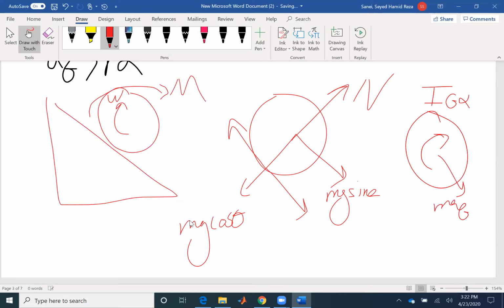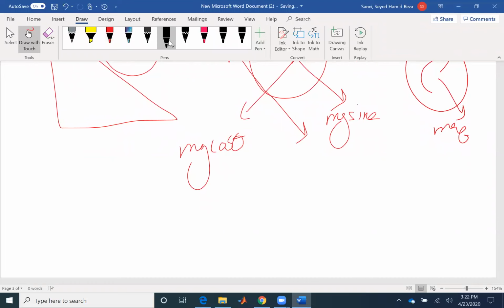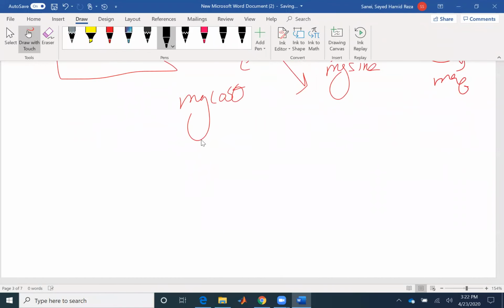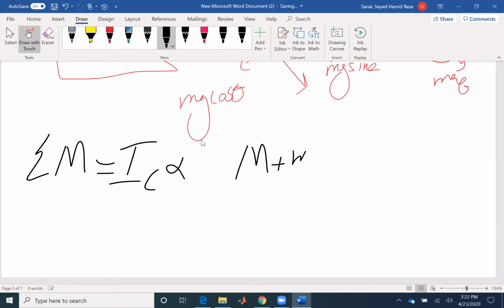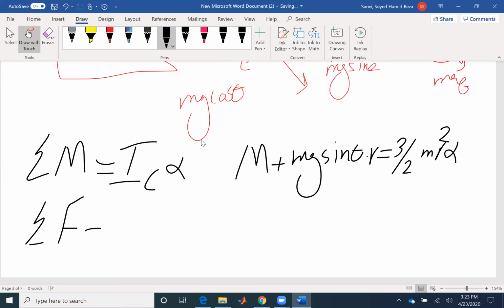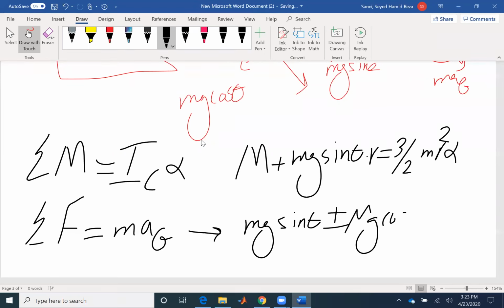If I set up my equation, summation of moment will give me Ic alpha. So I have the external moment plus mg sine theta times r equals 3/2 m r squared alpha. And summation of forces will give me m ag. The summation of forces is the same because the moment does not show up in the force equation. So I have plus or minus mu g cosine theta.